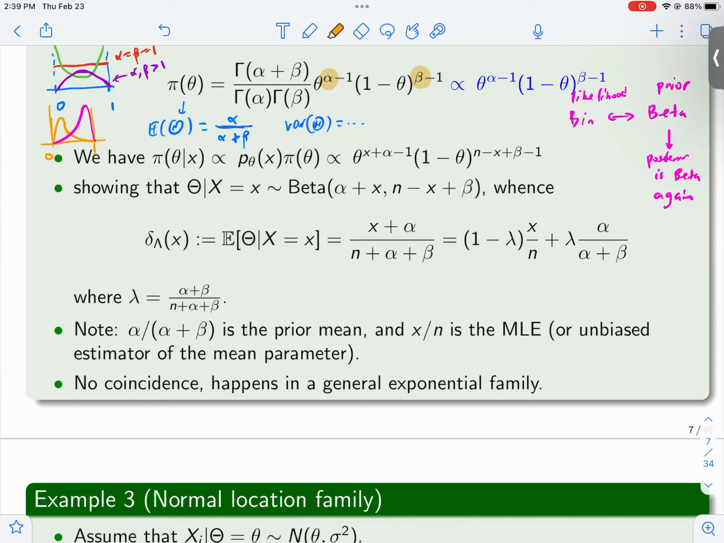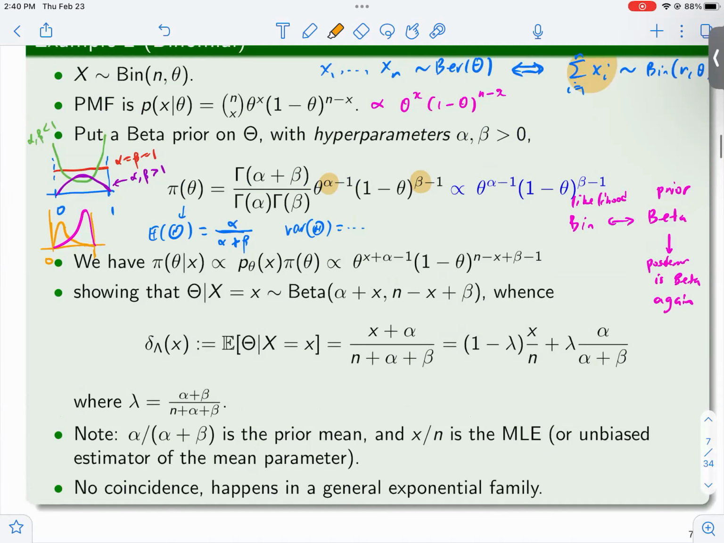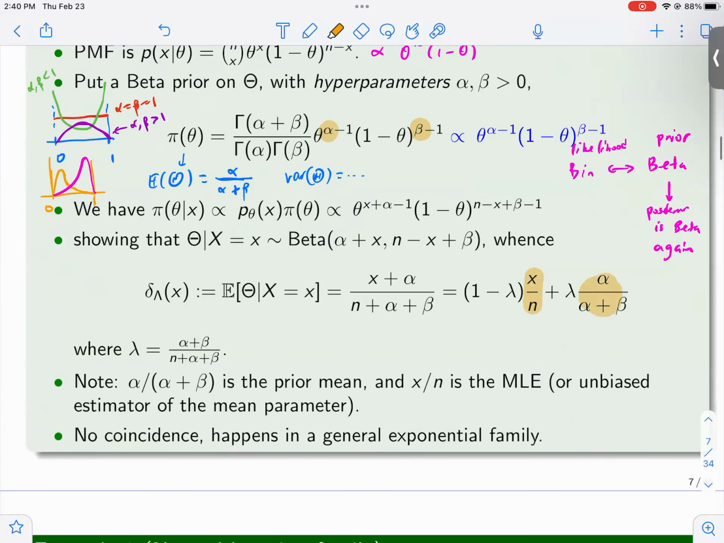There's a great deal of intuition that we could build here, depending on how much time you want to spend on this. We can write this. This is an estimator, an estimate of theta, basically an estimate of the probability of the coin coming up heads. I can write it in this fashion as well, where lambda is this quantity which is between 0 and 1, and this has the advantage of making it clear that this posterior mean is really a linear combination of the maximum likelihood estimator and the prior mean.